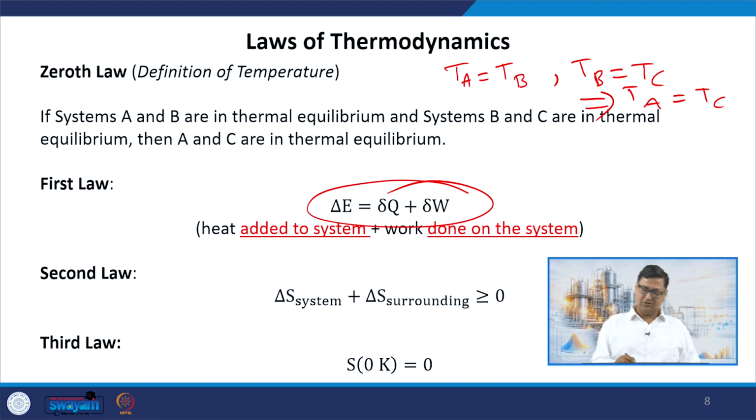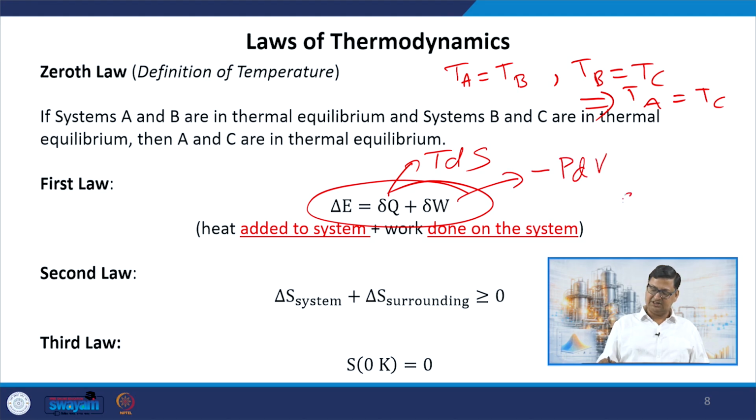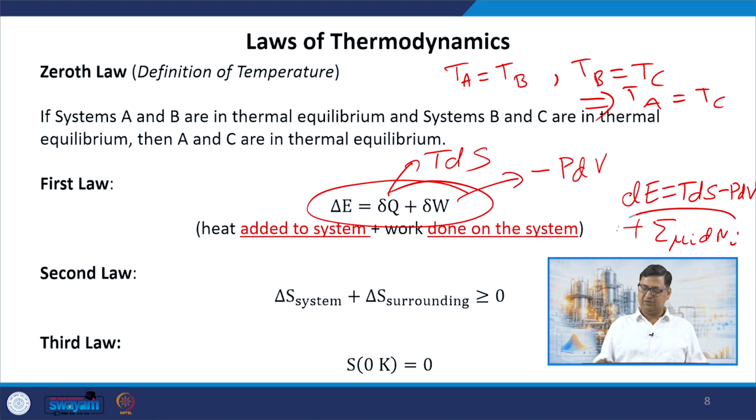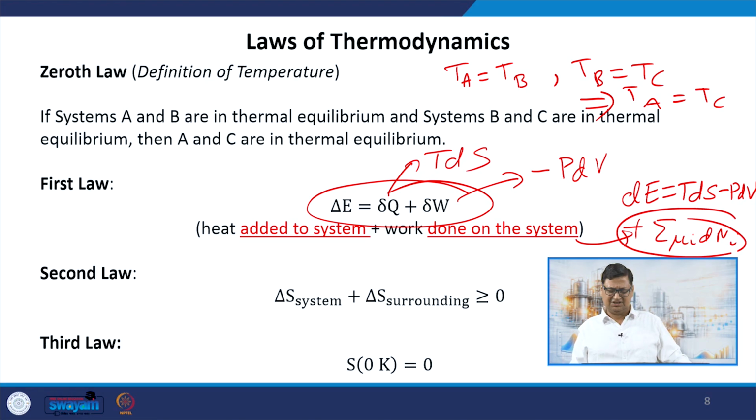So, delta Q becomes my TdS and delta W typically becomes minus PdV. So, this gives me dE equal to TdS minus PdV for a pure system. But if I have a mixture, then we also have to consider the mu_i dN_i, which is considered some kind of chemical work that we are doing on the system. But typically, this definition is used for a pure system.